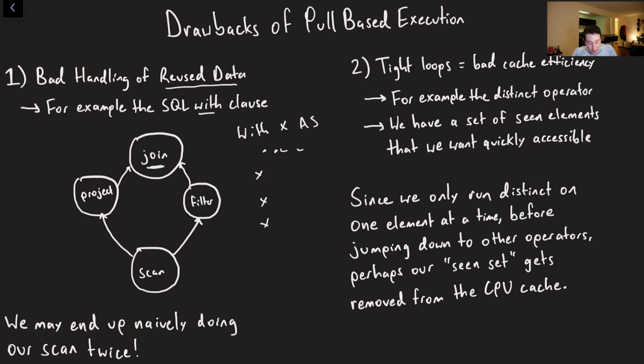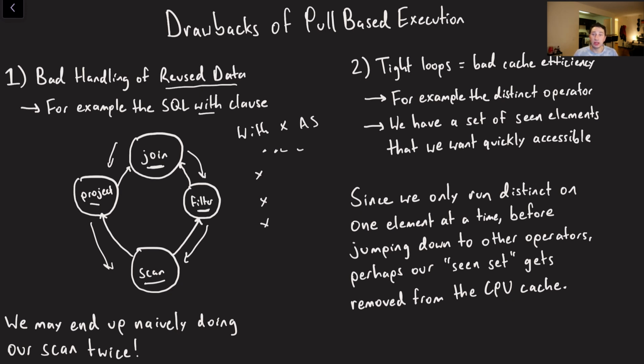So let's imagine we have some sort of join, and we scan some data, we project it in one operator, we filter it in the other operator, and then we join those two together. What's going to happen now is the join is going to ask project for data, project is going to ask scan for data, join is going to ask filter for data, filter is going to ask scan for data. And so now we're going to be scanning the table twice, and that is going to be fairly inefficient. I guess you could say, oh, maybe we can go ahead and materialize this thing so that we have access to it later.